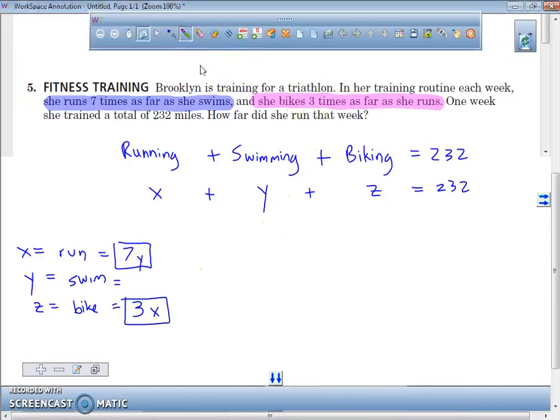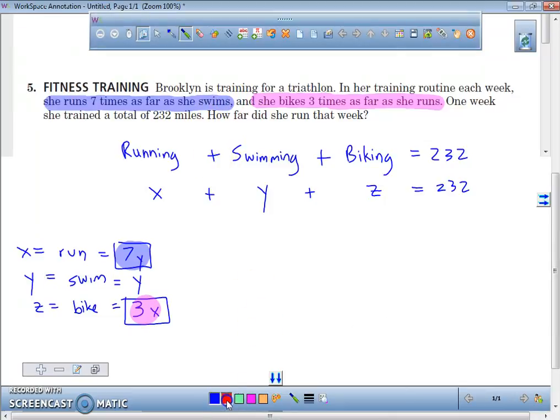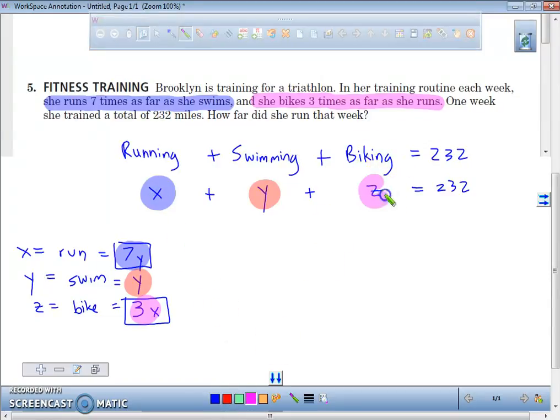Alright, so right now I'm going to highlight this real quick. We have 3X. Okay? And we have 7Y. And we're just going to put swimming is just Y. That's all it is. We don't know how many she swam. We just know she swam Y miles. There's my Y. Here's my running right here. And then my biking goes right here.